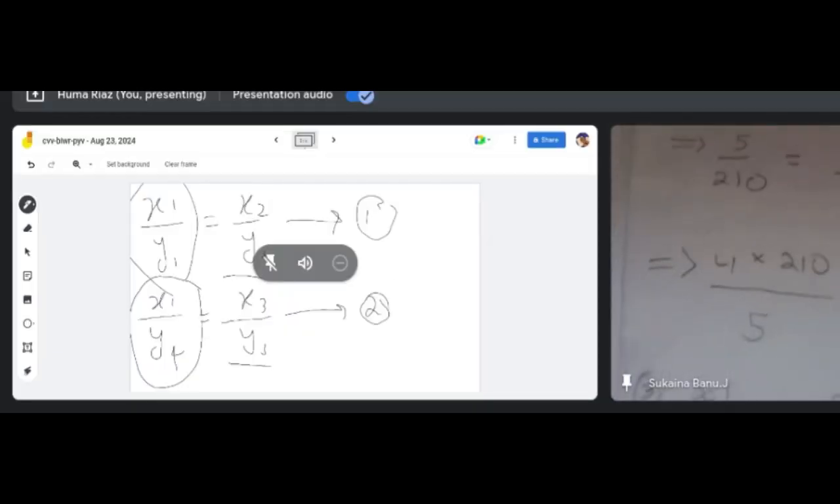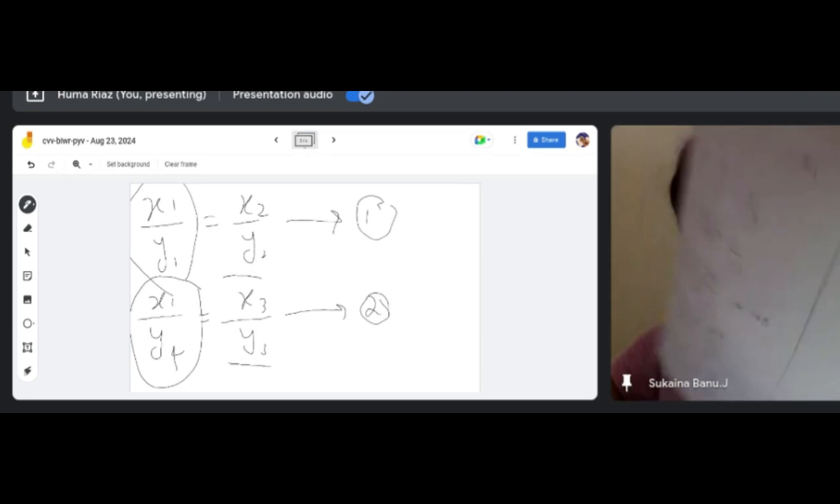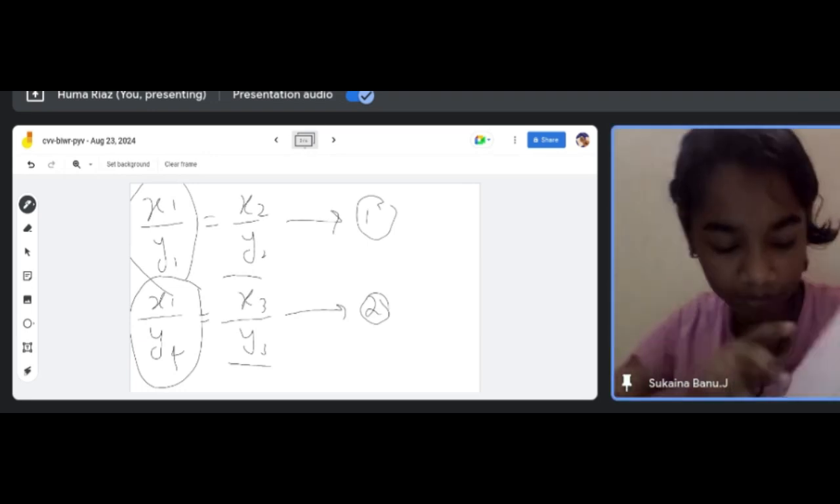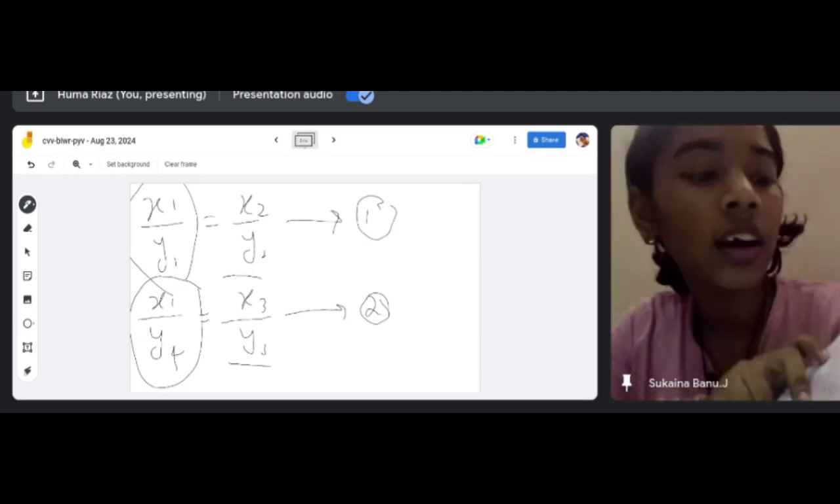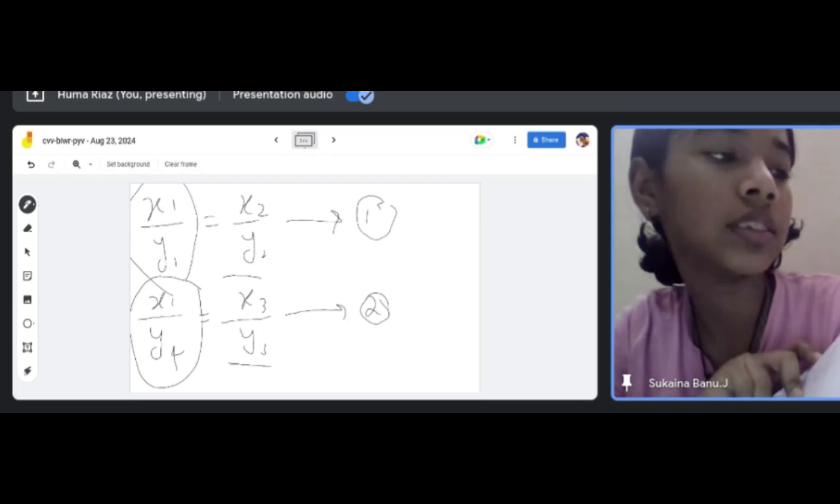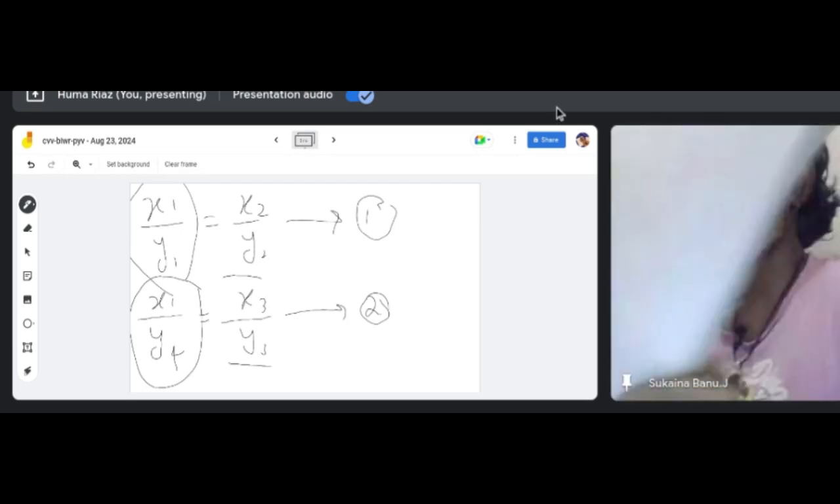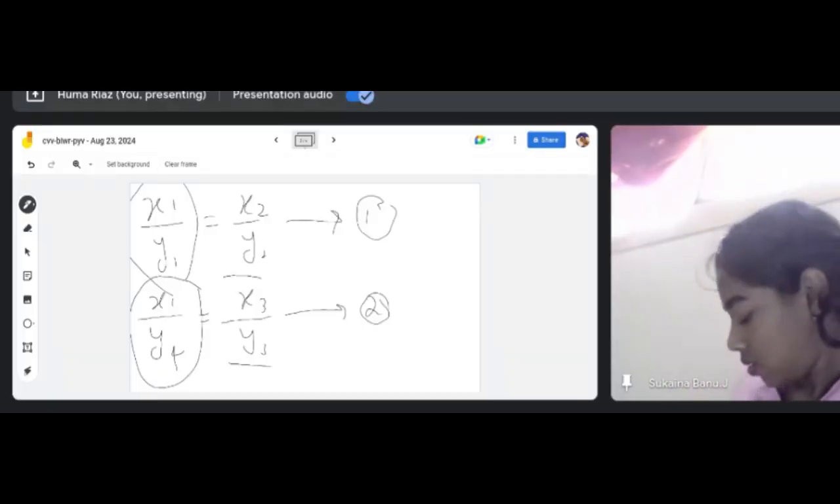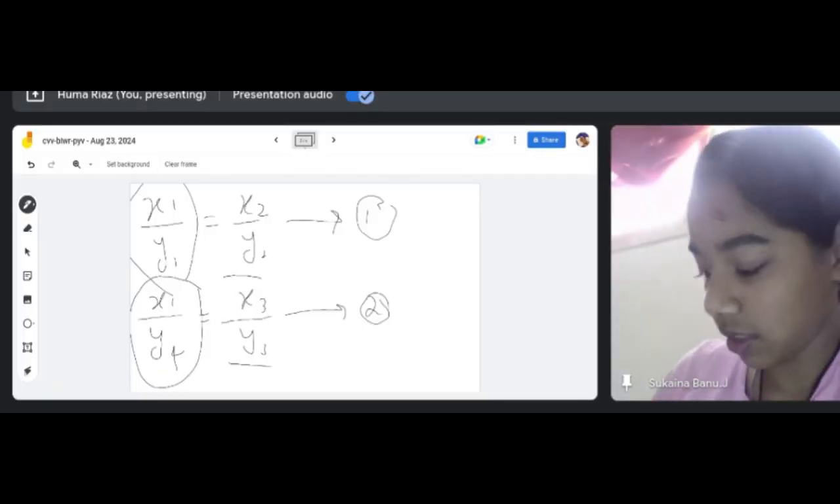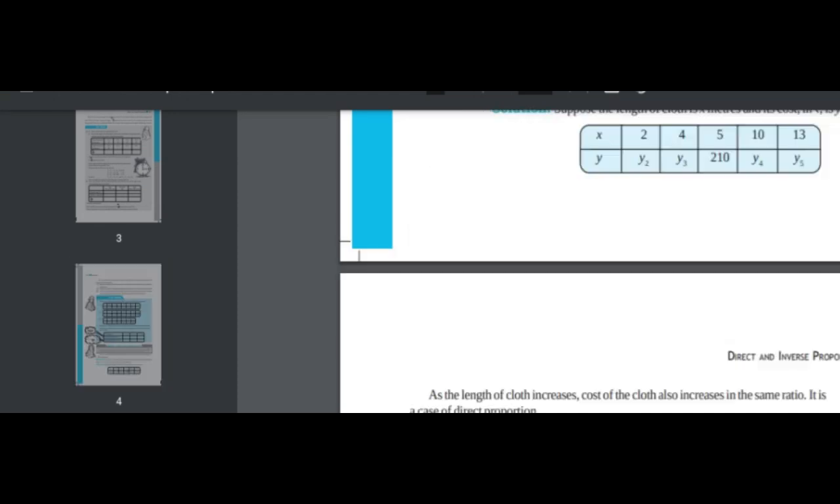Okay. y3, the price of the 4 meter cloth, is 168. What is the price of 10 meter cloth? 420, ma'am. And for the 13? 546. Very good, very good. You understood it very well, is it? This exercise has become easier for you from the previous experience. Yes. So we have done example number 1.